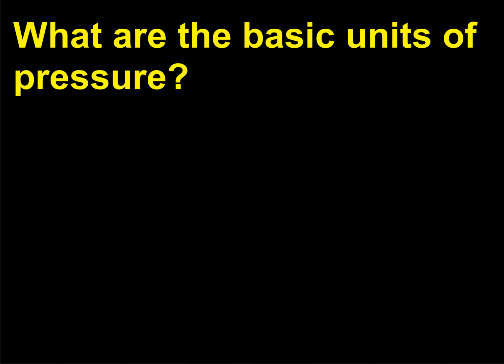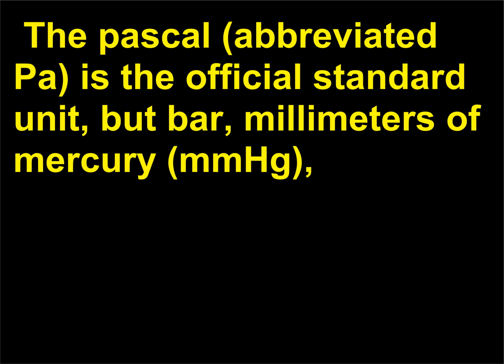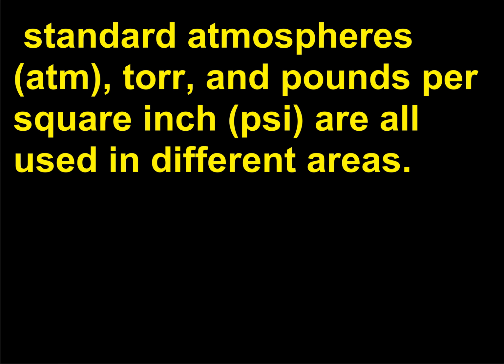What are the basic units of pressure? Unlike units of length and temperature, pressure is reported in at least six common units. The Pascal, abbreviated Pa, is the official standard unit, but bar, millimeters of mercury, mmHg, standard atmospheres, atm, torr, and pounds per square inch, psi, are all used in different areas.